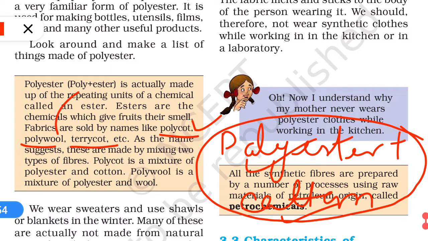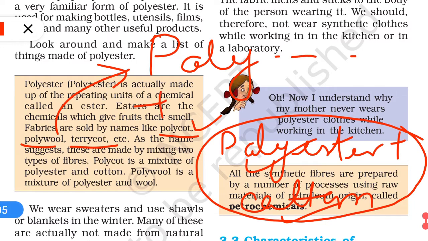In the same way, polywool is a fabric made up of two different fibers, one will be polyester and the other will be wool. In the same way, terrycot means a mixture of terylene and cotton.